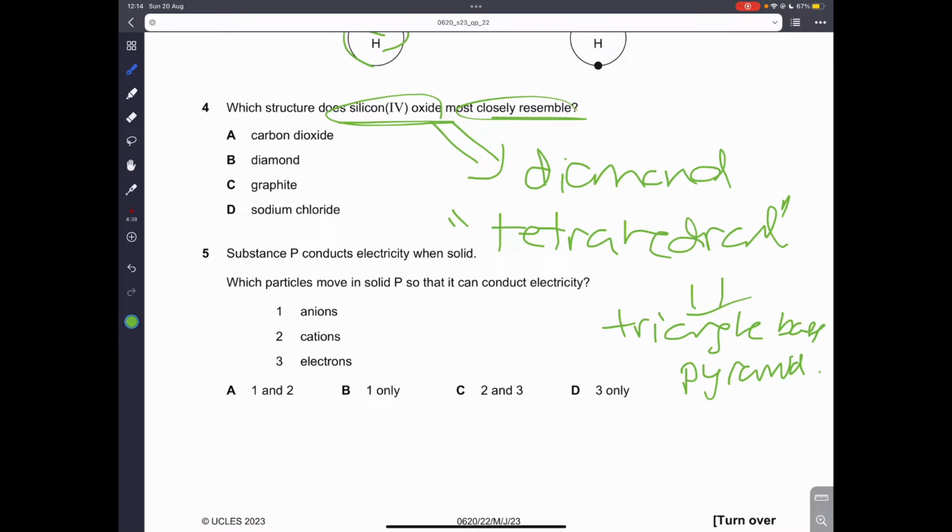So you don't really have to worry about this word, but you have to remember that diamond and silicon 4 oxide closely resemble each other because of their tetrahedral shape. So now B is the correct answer.